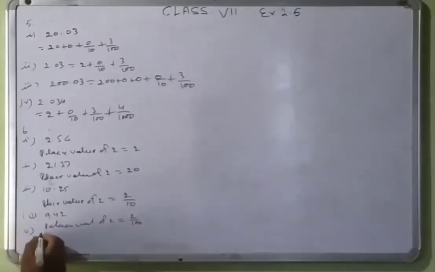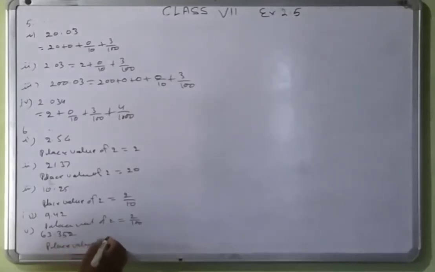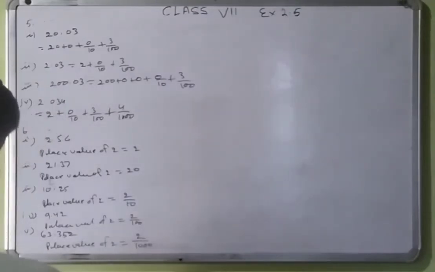Fifth part, 63.352. So the place value of 2 is equal to 2 upon 1000, because it is on the third place after the decimal. Question number 7.